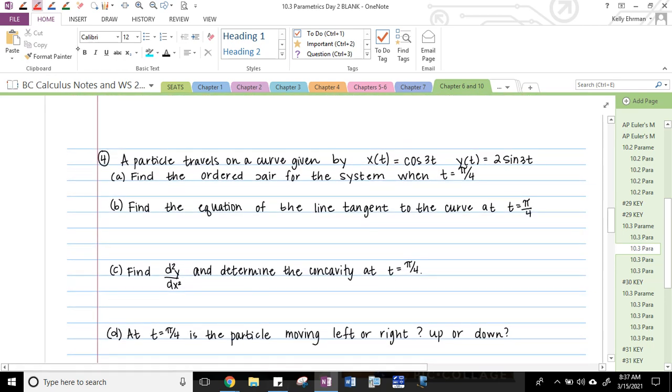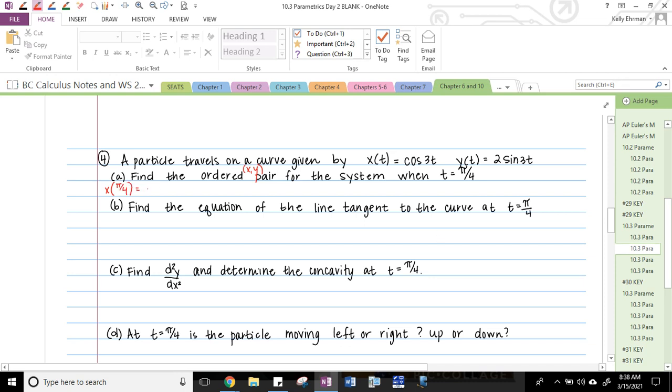Okay, on to the next example. So a particle travels on a curve given by x of t and y of t. Find the ordered pair, the xy, for the system when t equals pi over 4. So this is simply asking what's the xy, like we did in the last part of the final answer. This is just saying find x of pi over 4 and find y of pi over 4.